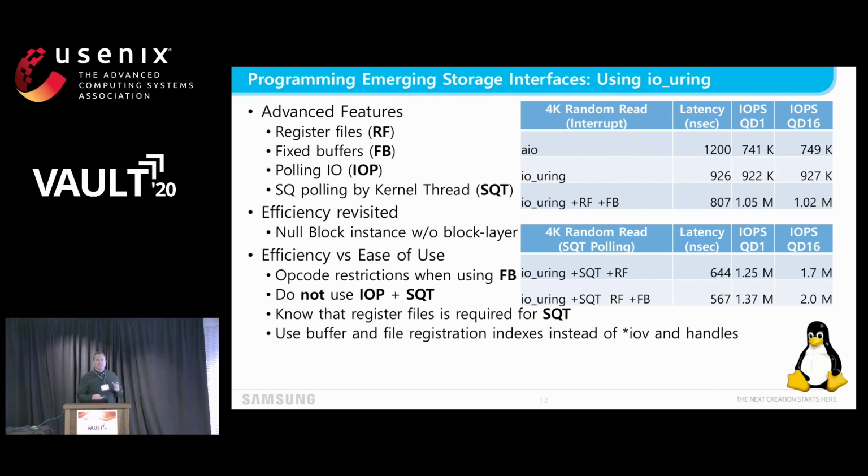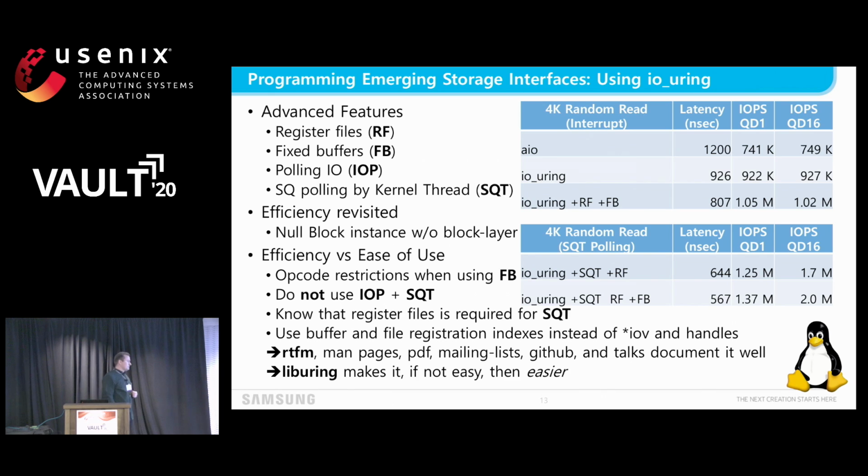So I would say it's not the easiest thing to use. However, there's a bunch of man pages that document it really well. You have PDFs, mailing lists, GitHub, and talks all over describing how to use it and how to use it efficiently. And for ease of use, there's a library, liburing, and if it doesn't make it easy, at least it makes it easier, taking some of these low-level concerns and wrapping them in a library. However, there are still things you have to read the man pages for when using the library and io_uring directly.